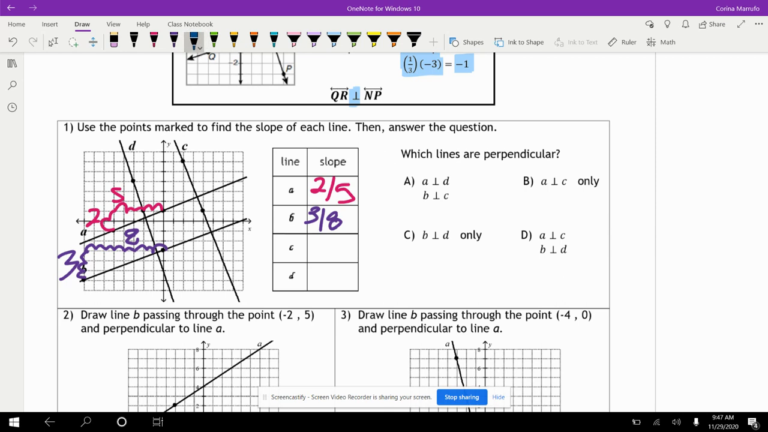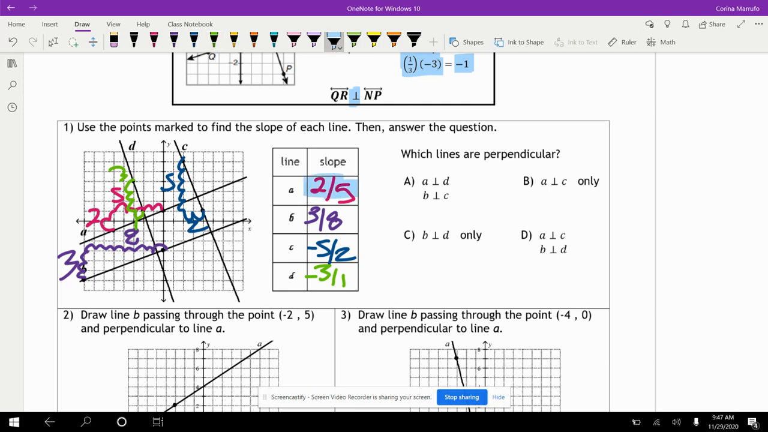And we have line C. If we count the slope, it goes down 1, 2, 3, 4, and 5. And it goes to the right 1, 2. This is 5 over 2. Because it goes down, we're going to do -5/2. Last is line D. It goes down 1, 2, 3, and to the right 1. So because it goes down, it would be -3/1.